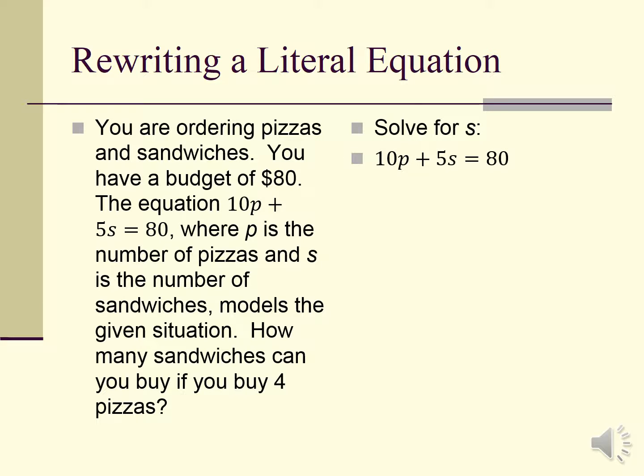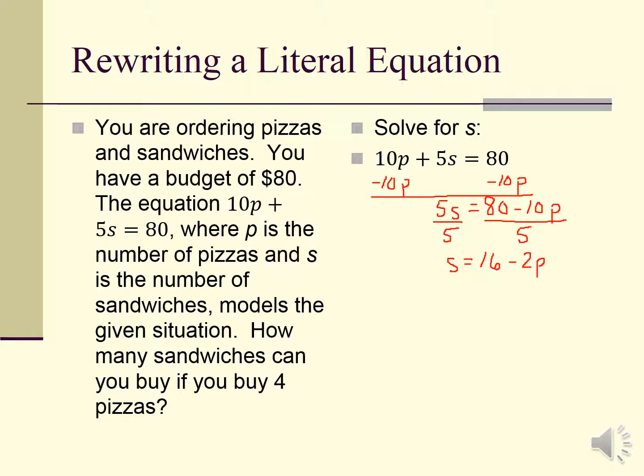So the first thing you want to do is figure out that you need to solve for s because we want to know how many sandwiches. We have the equation given in the problem, 10p plus 5s equals 80. We are going to solve for s because we want s. So I'm going to subtract 10p from both sides to get 5s equal to 80 minus 10p. I then am going to divide by 5 all the way through, which means I need to divide the 80 by 5 and the negative 10p by 5 to get s equal to 16 minus 2p.